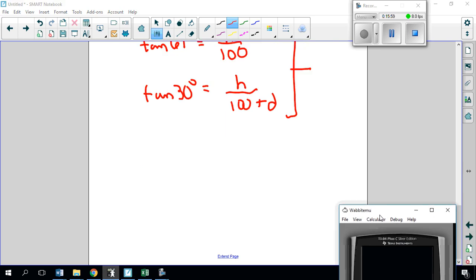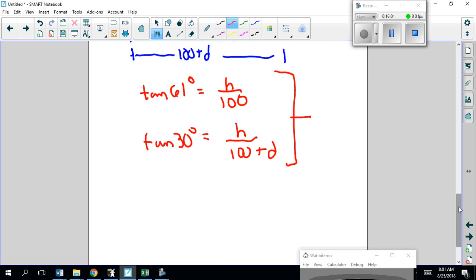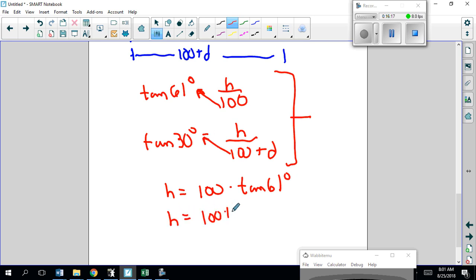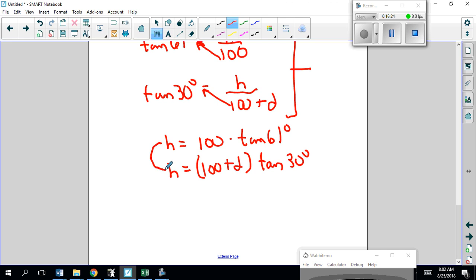Isolate h. So h is 100 times tangent 61. And h is 100 plus d times tangent 30 degrees. Since h equals h, 100 tangent 61 equals 100 plus d, tangent 30.